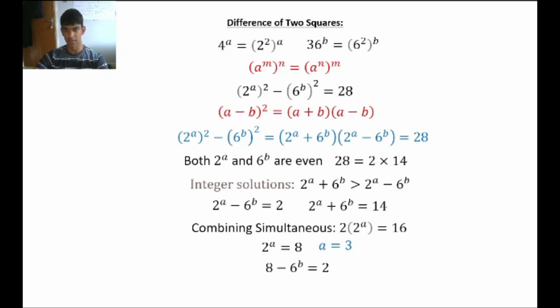So what is b? We need to take what we know, 2 to the power of 3 is 8, and substitute it back into the equations above. So we get 8 take away 6 to the power of b is equal to 2, and it's quite obvious what b is, right? It's just 1. And there we have it. a is 3 and b is 1 are the only solutions to this equation.